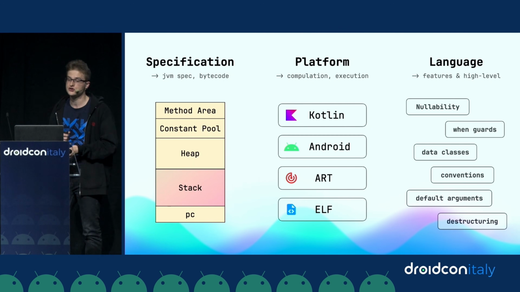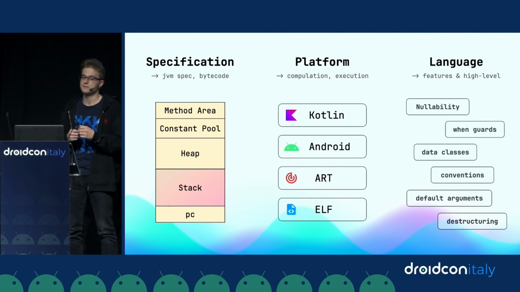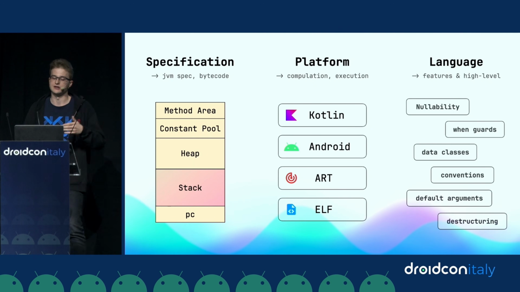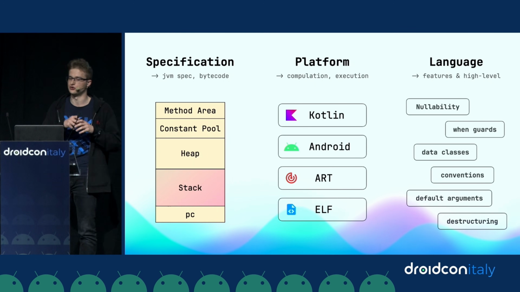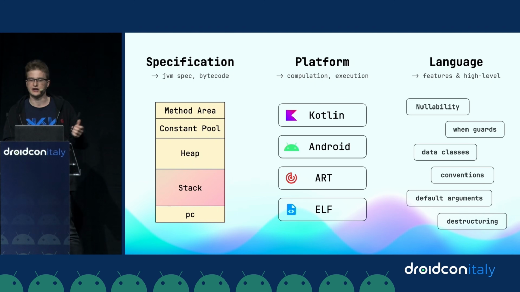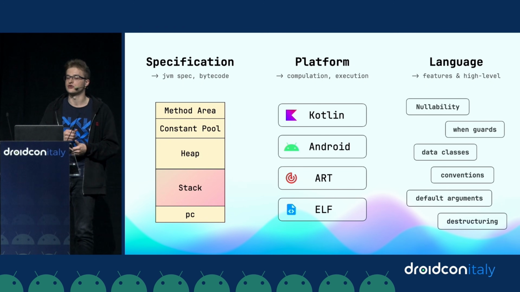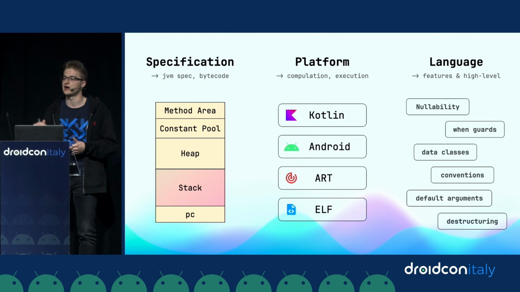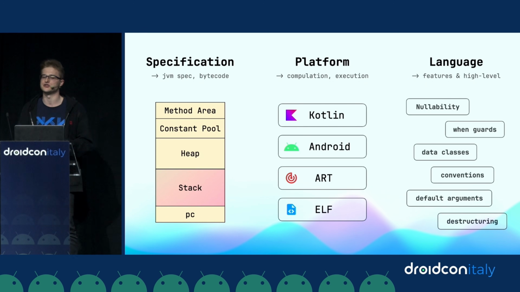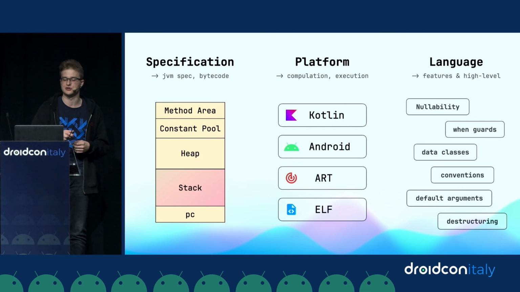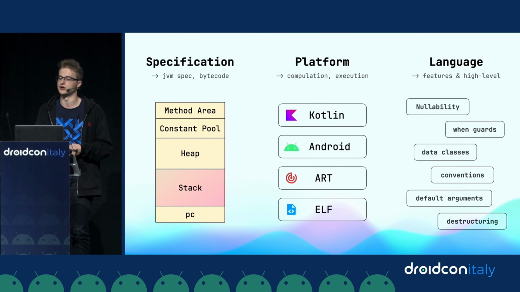The first one is specification, where we work with the JVM, because everything that we write, be it in Kotlin or in Java, actually has to go through the JVM, and so we need to look at that. Then we go into the platform, and we see how Kotlin code gets lowered until the execution level on Android. And finally, we take a look at decompiling some language features and seeing how the Kotlin compiler actually implements them under the hood. So that's more or less the idea.